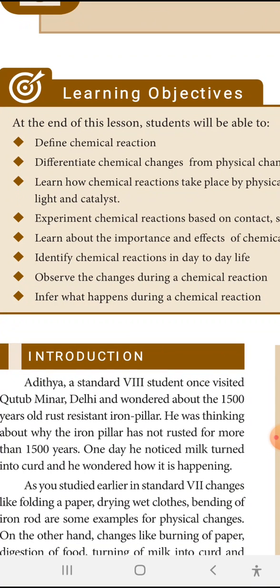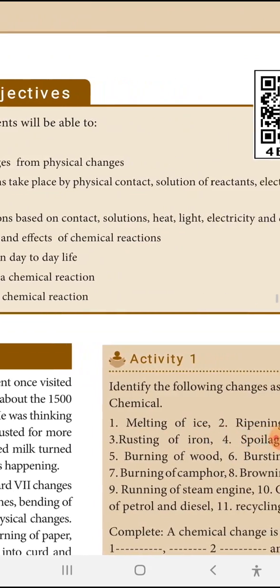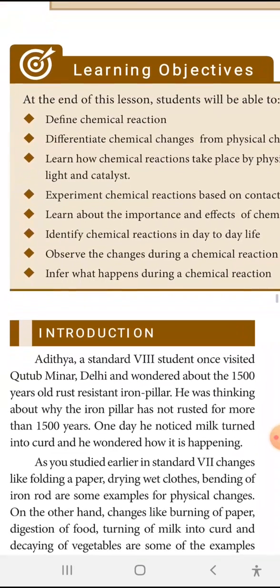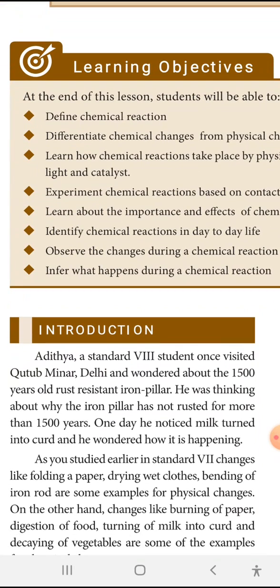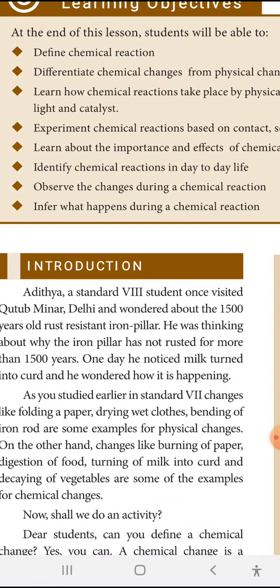So what I said, the first example is a chemical change. Learn how chemical reactions take place by physical contact, solution of the reactant, and electricity, light, etc. Chemical reactions take place because of contact, or heat given, or stirring, like that. Experiment with chemical reactions based on contact, solution, heat and all, which we are going to learn in this lesson.